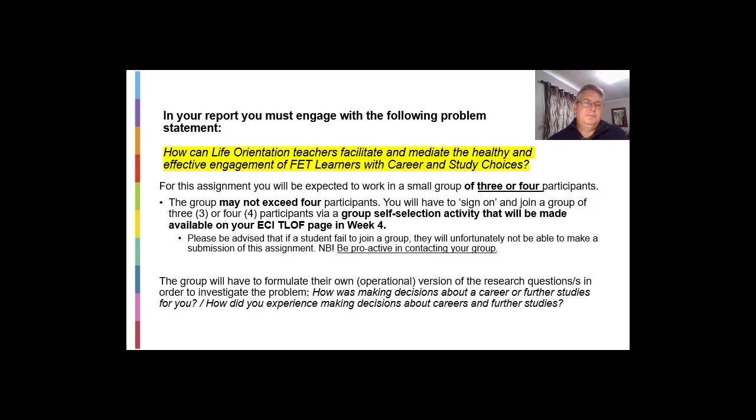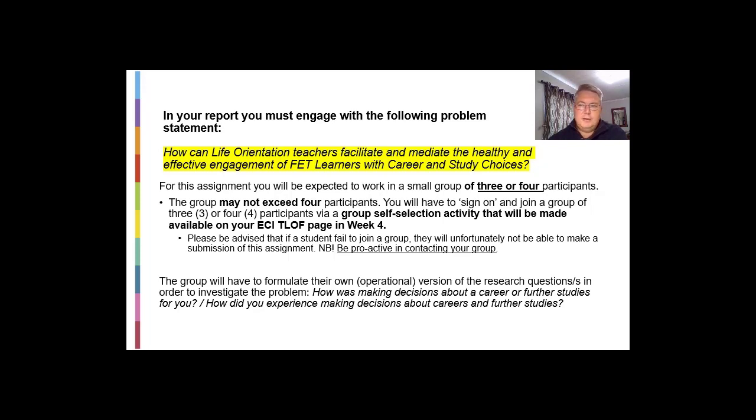Right. The group may not exceed 4 participants. That's important. You will have to sign on and join the ECI page, as I've said, and it's called actually the group selection activity. So please be advised that if a student failed to join a group, they will unfortunately not be able to make a submission of this assignment. So it's really important that you become proactive in contacting your group members. It's really up to every individual to make sure that they make contact with your group.